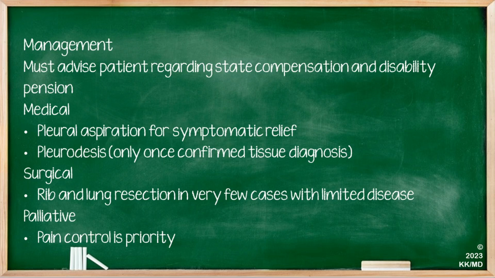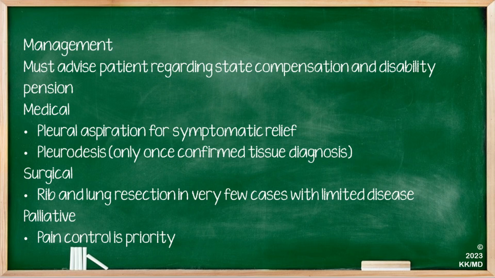In terms of the rest of the management, broadly speaking, it is divided into three categories. Medical management, which includes pleural aspiration for symptom relief, and pleurodesis, which must only happen once the tissue diagnosis is confirmed. In rare cases where there is only evidence of limited disease, you can consider referring the patient for rib and lung resection. And then, unfortunately, the reality of the case is that because of how aggressive this disease is, by the time it's diagnosed and picked up, really the hallmark of management will be surrounding palliation and pain control.